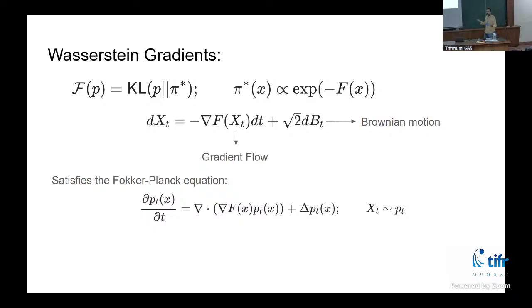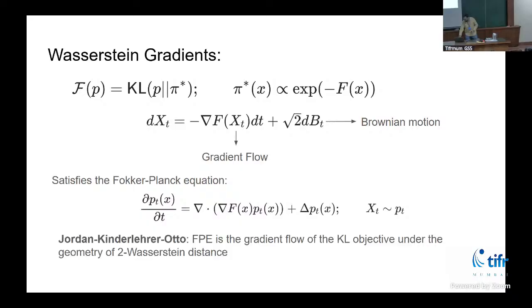If you look at Ito's formula, for instance. Okay, so this is the Fokker-Planck equation. One of the foundational results in mathematics, PDE theory, and optimal transport theory is that the Fokker-Planck equation is actually a gradient flow of the KL divergence under the geometry of the two-Wasserstein distance.